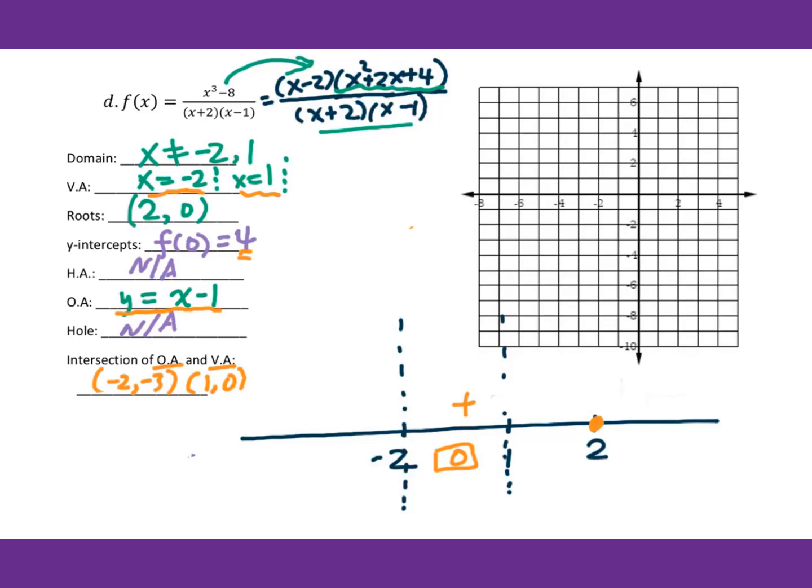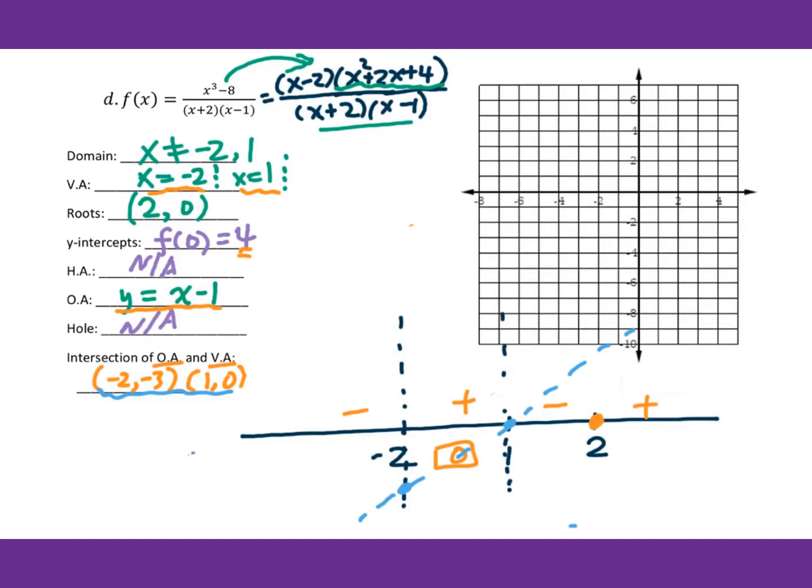Negative, positive, and negative. Now we sketch this oblique asymptote line. We need these 2 points. Negative 2, negative 3, supposed to be here. 1, 0, that's over here. So we get this oblique asymptote line. Now you can sketch the graph.